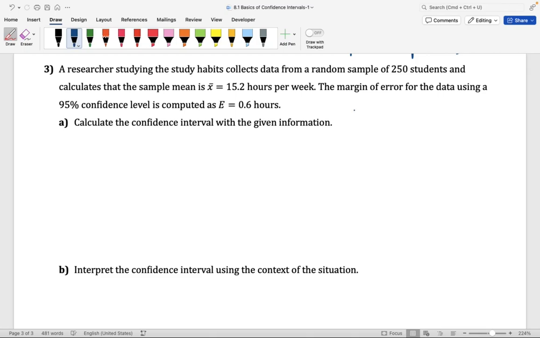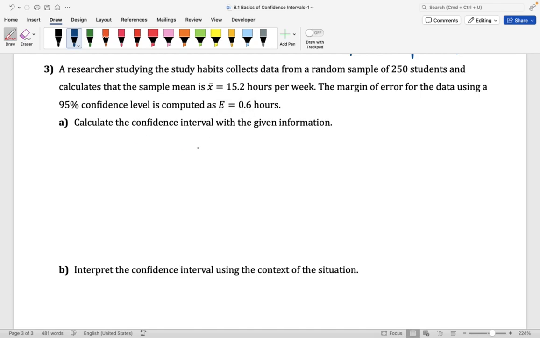A researcher studying study habits collects data from a sample of 250 students and calculates that the sample mean is X bar equal to 15.2 hours per week. The margin of error for the data using a 95% confidence level is computed as E equal to 0.6 hours. So with that information, can you find the confidence interval?